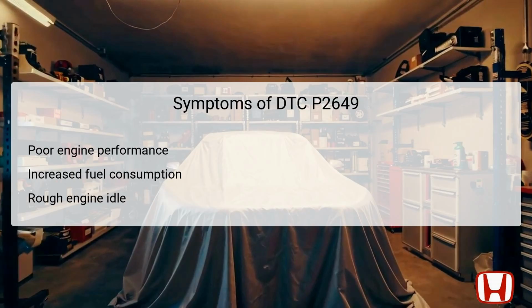These connection issues can result in signal interference, causing erroneous voltage readings. Identifying the exact cause is essential for proper repairs, as each potential issue needs a different solution. The symptoms of DTC P2649 can manifest in various ways.